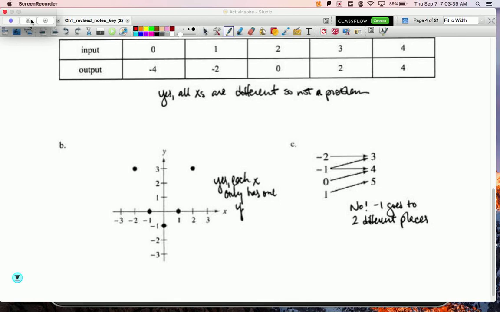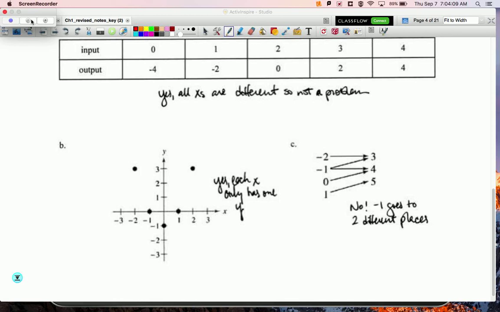Okay, the first example is a table, inputs, outputs. Nothing repeats in the input list, 0, 1, 2, 3, 4, so there's no way that it could not be a function. In part B, they're graphing what looks like a parabola, and there, even though some of the y values are the same, none of the x values are. If you listed out all of your dots or points, all of your x's would be different.